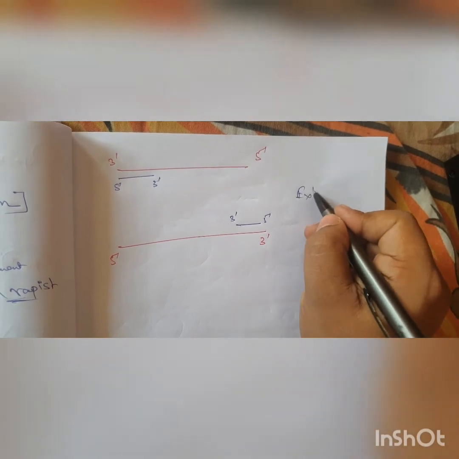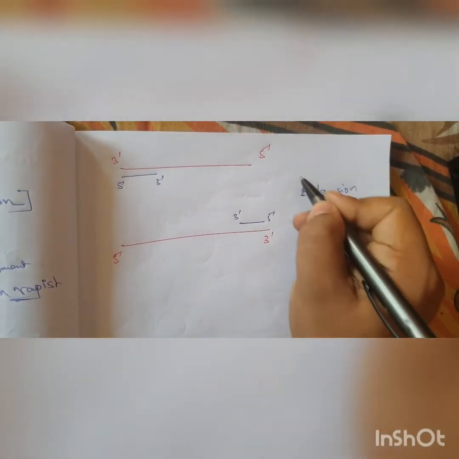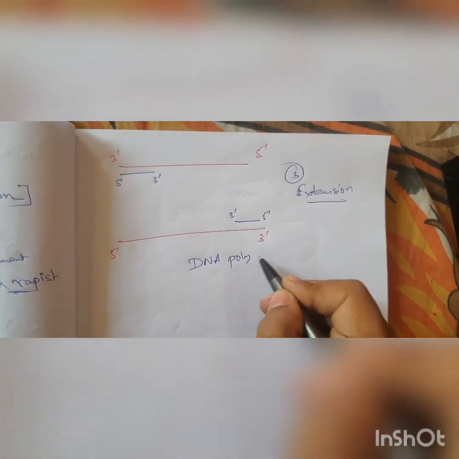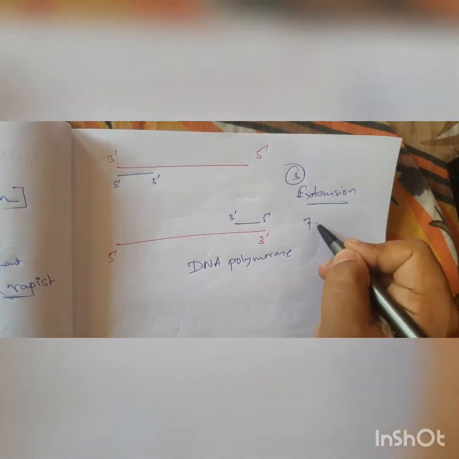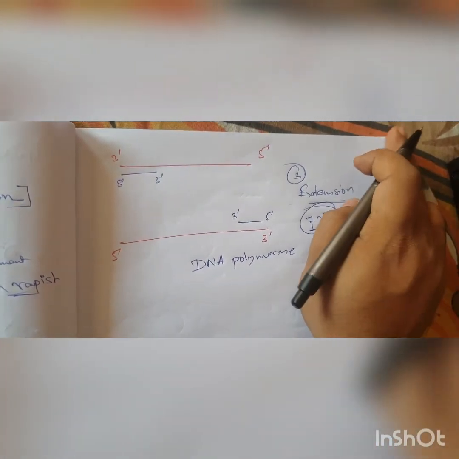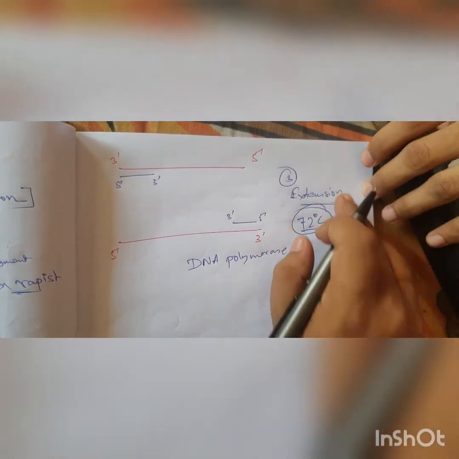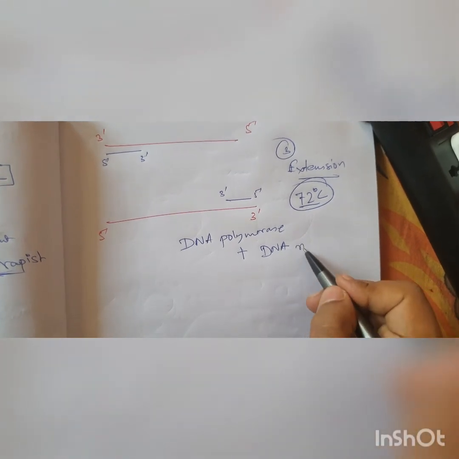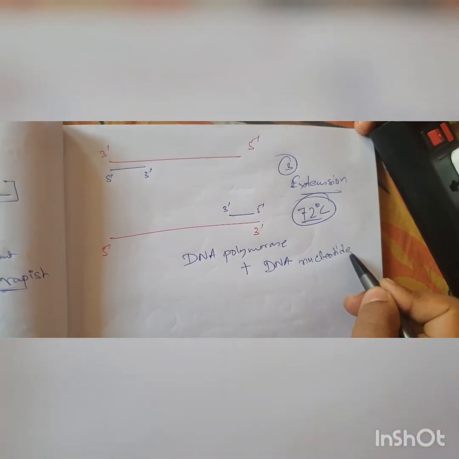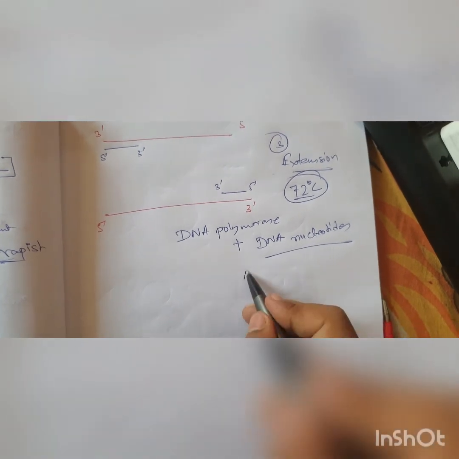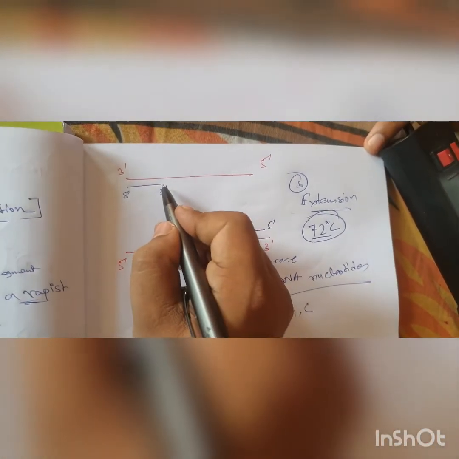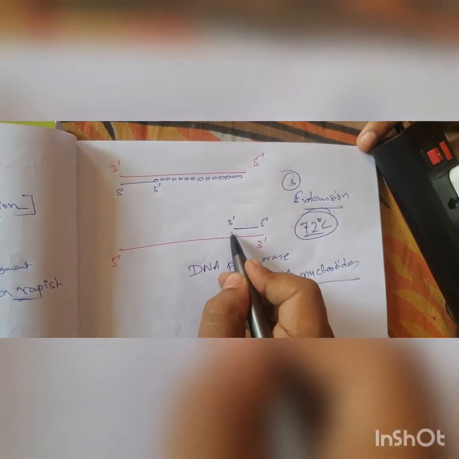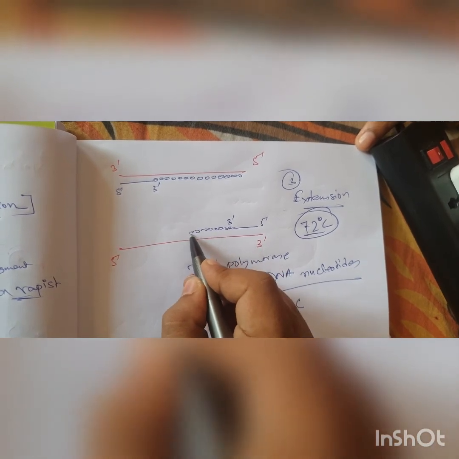here you will do extension, which is the third step. Now in the third step, extension step, you will add DNA polymerase, and now the mixture is heated at around 72 degrees Celsius. You will add DNA polymerase plus DNA nucleotides. DNA nucleotides means A, T, G and C. Now they will be added up like this and it will be extended. It will be added up and it will be extended.